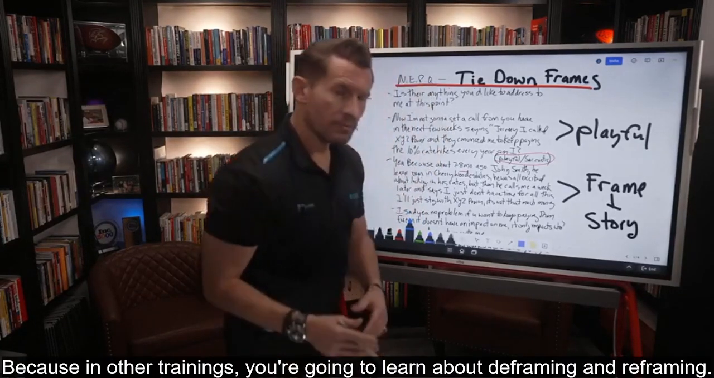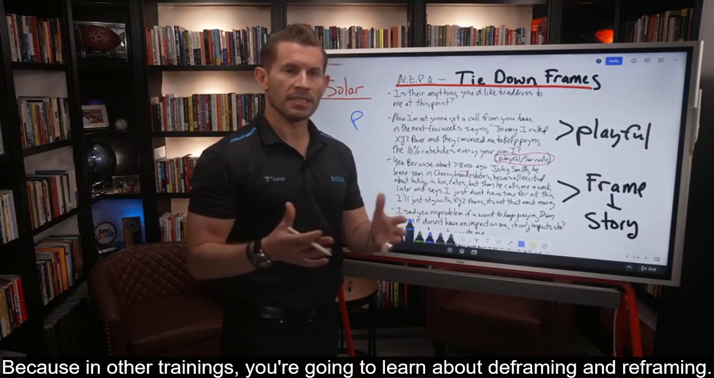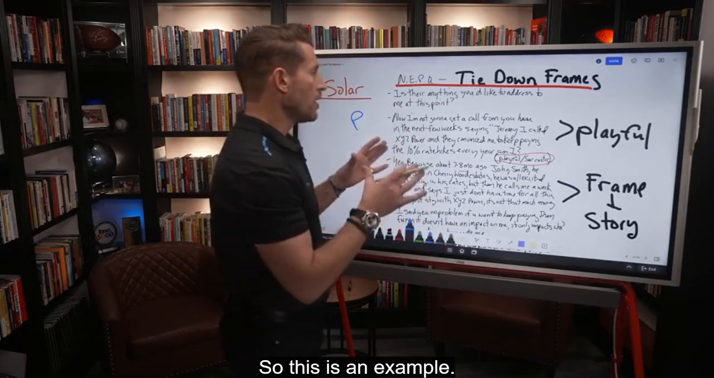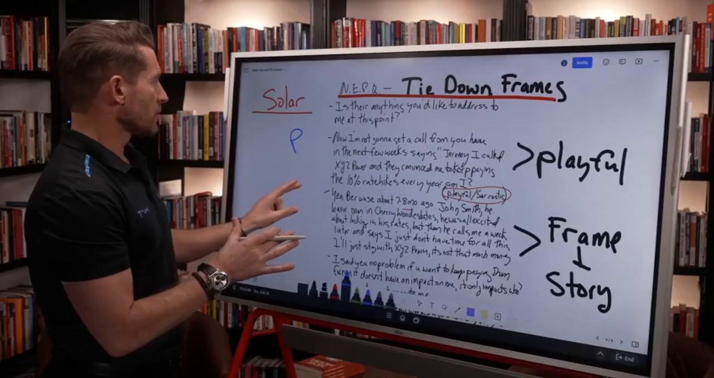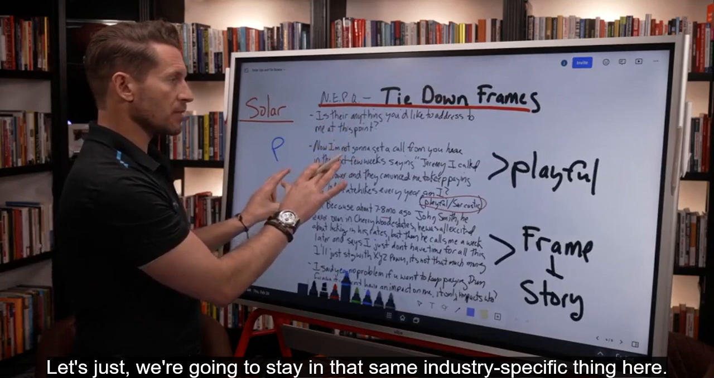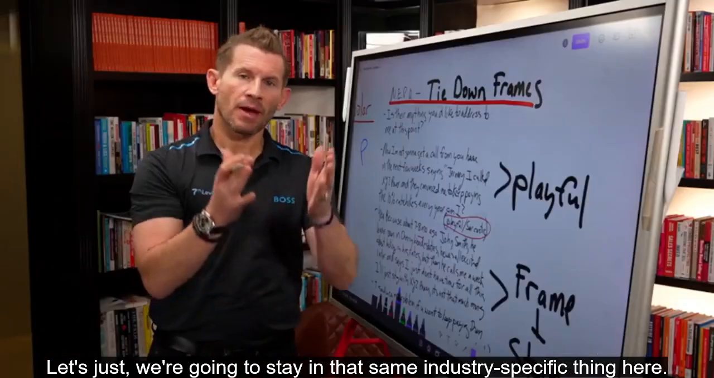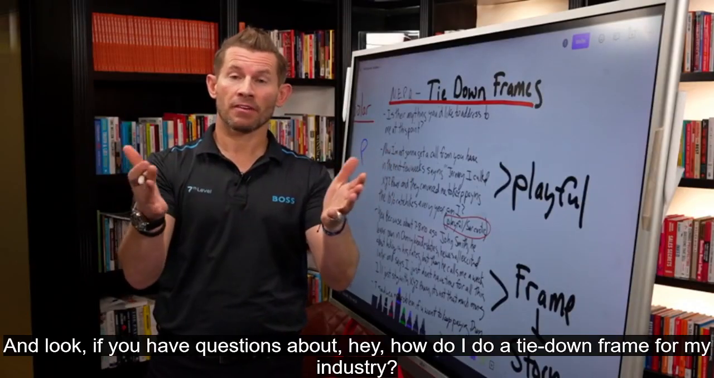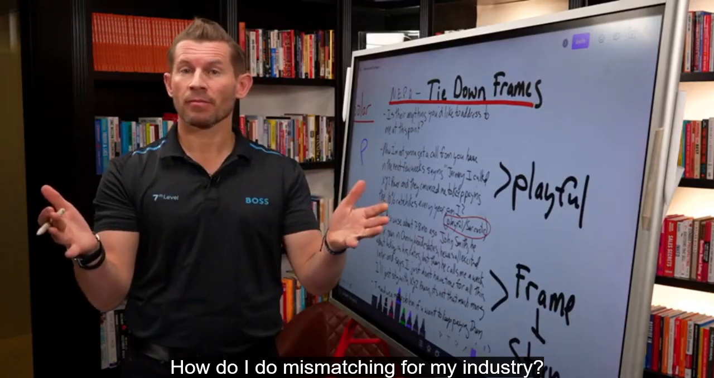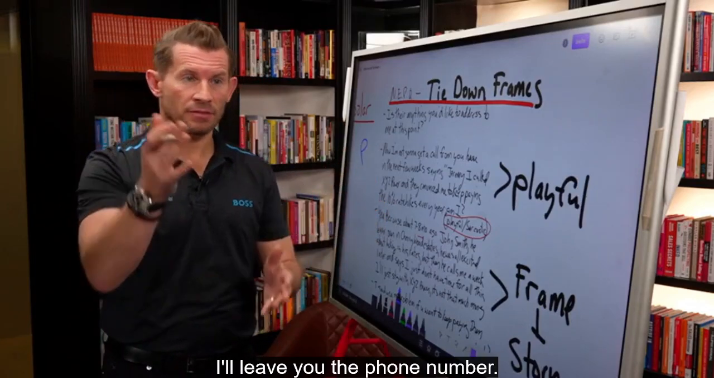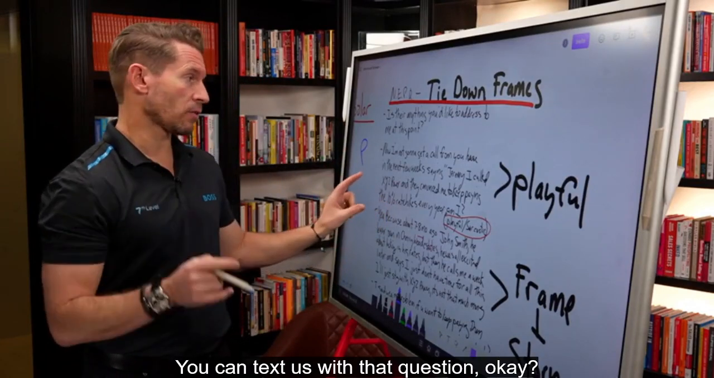Because in other trainings, you're going to learn about deframing and reframing. So this is an example. We're going to stay in that same industry-specific thing here. And look, if you have questions about, hey, how do I do a tie-down frame for my industry, or how do I do mismatching for my industry, just text us. I'll leave you the phone number. You can text us with that question, okay?